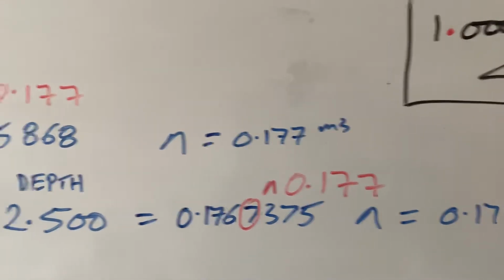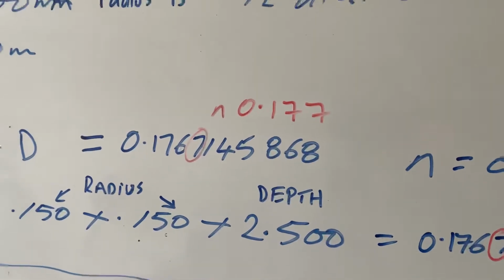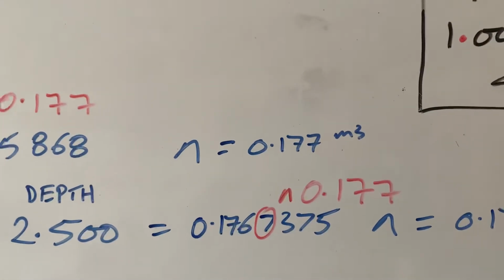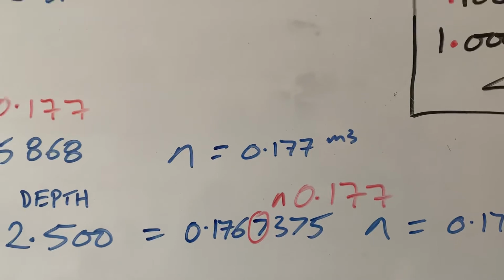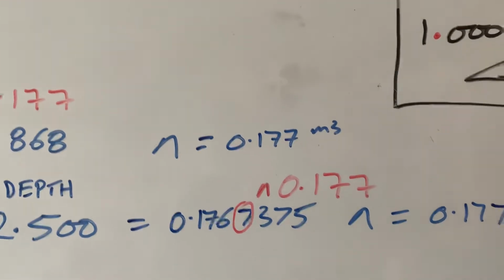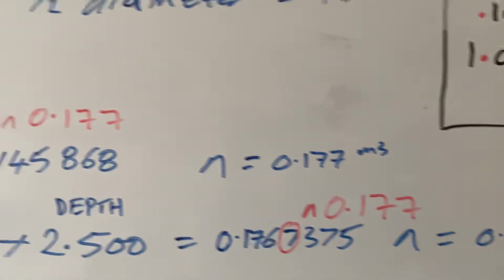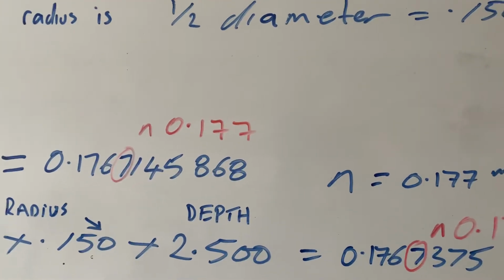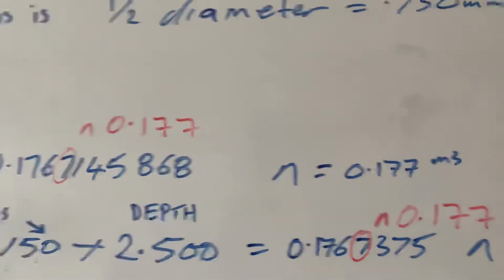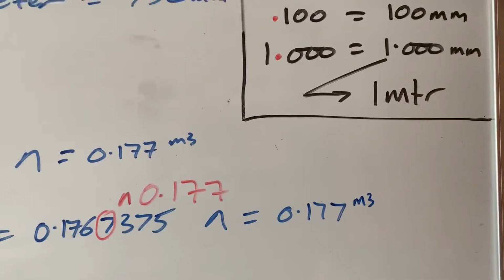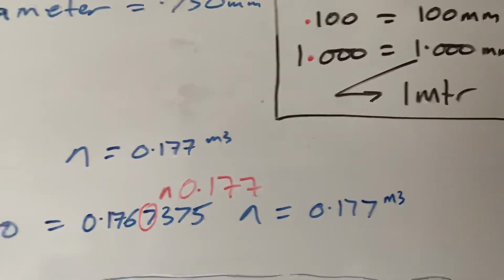0.1767375. So you'll see that the first 4 digits are similar, even though we've used 2 different calculations. Again, that 6 becomes a 7 because the number past the 6 is a 7. So again, that goes to 0.177 in this scenario and 0.177 in that scenario. Okay. So just do that and get yourself used to doing that calculation.